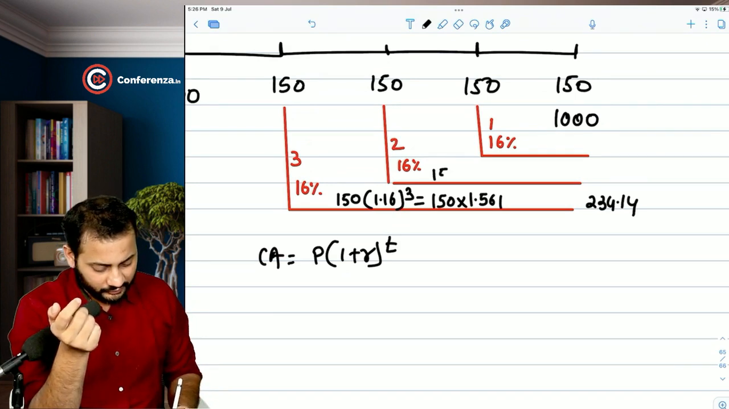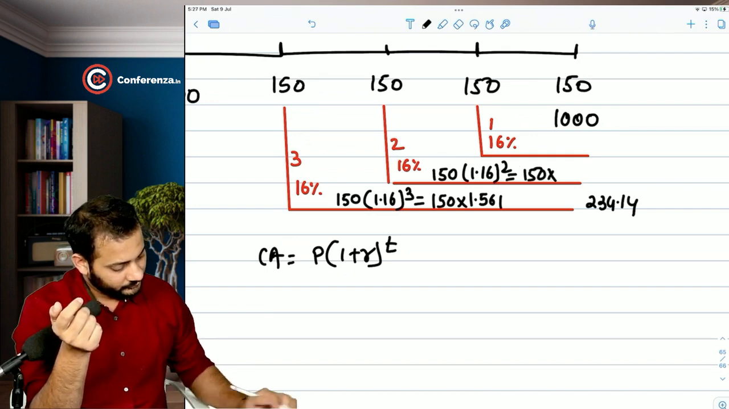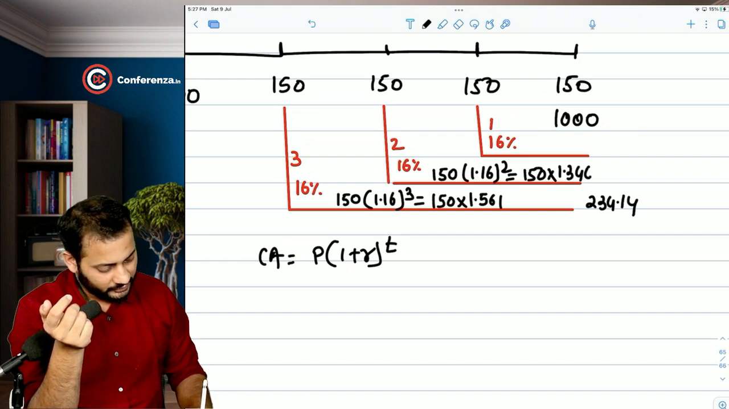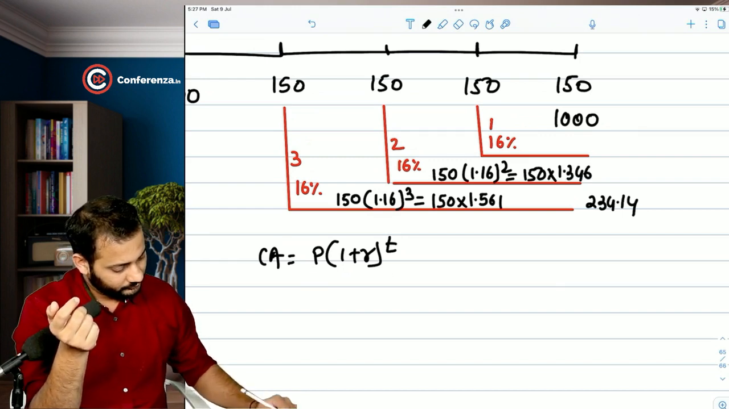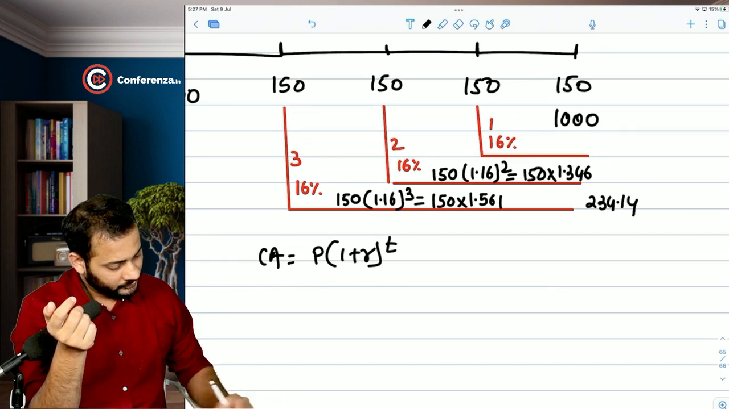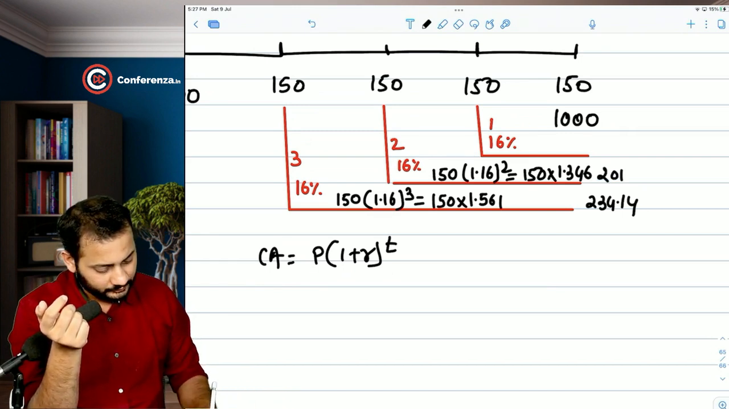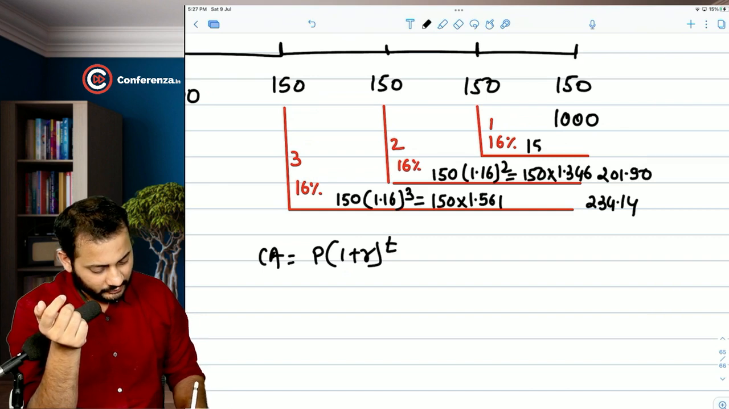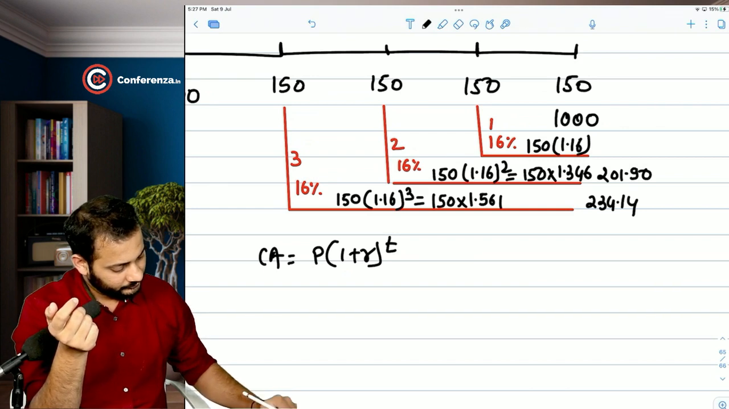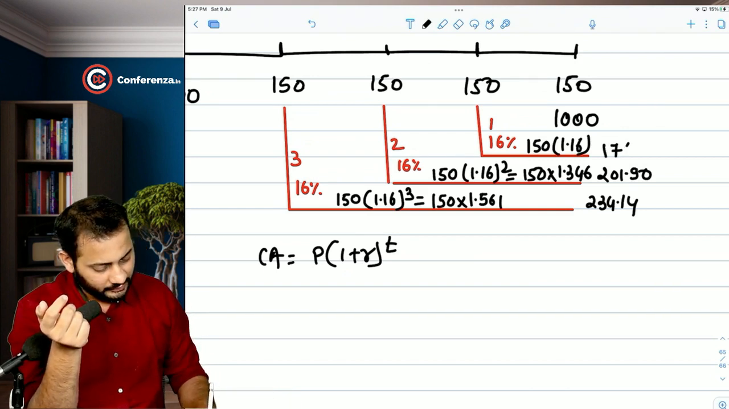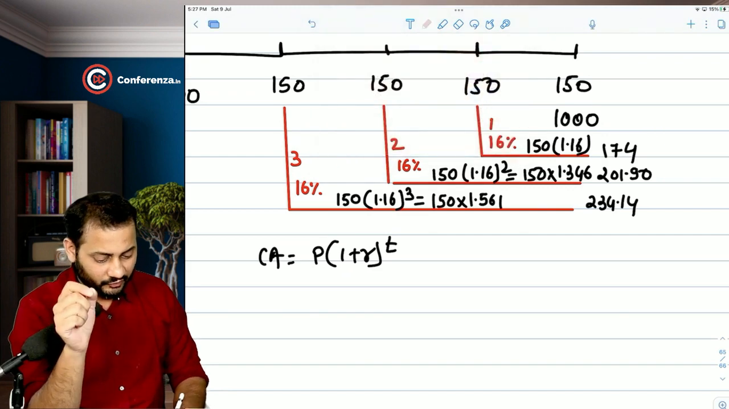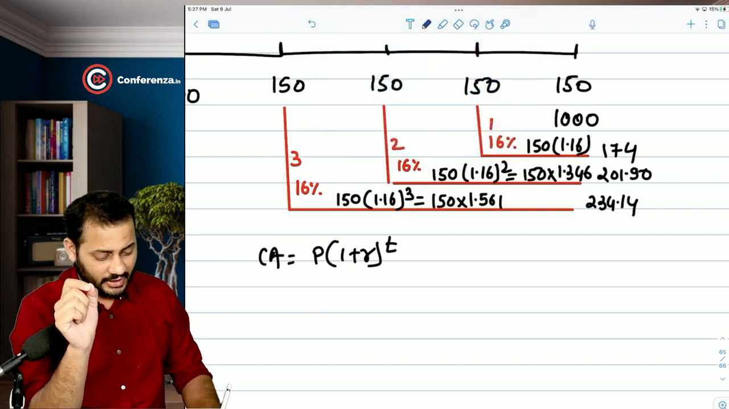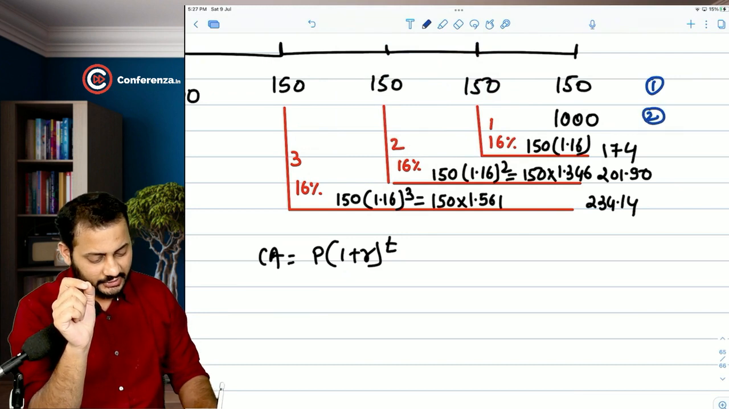Similar will be the calculation for this 150: 150 into 1.16 to the power 2, 150 into 1.346, which is 201.90. And this one, 150 into 1.16, is 174. So at the end of the 4th year, I will have this cash flow, this one, and this one.